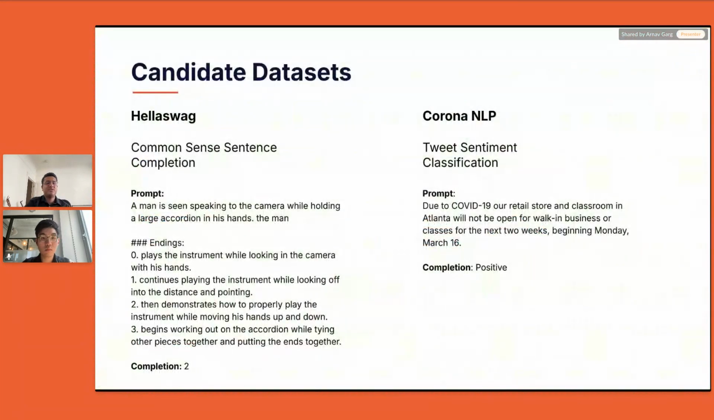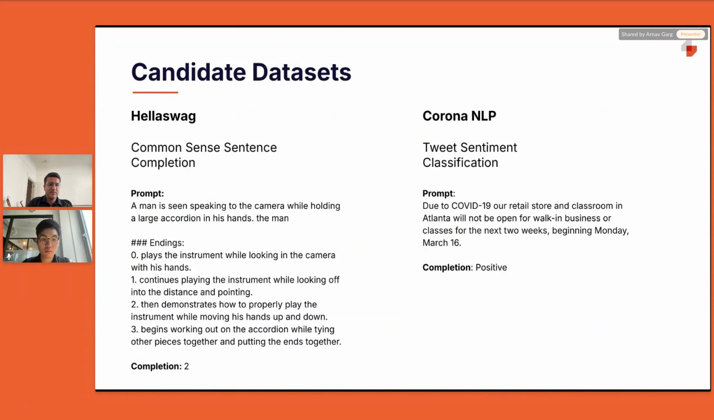To help understand the strengths and weaknesses of some of these methods, we're going to use two datasets today. The first, on the left, is the HellaSwag dataset, which is a common sense completion task that is very easy for humans to do, but surprisingly difficult for machine learning models to get right, since it involves contextual understanding and some reasoning ability. The second is Corona NLP. It's a Twitter sentiment, tweet sentiment classification task, which has 5 classes.